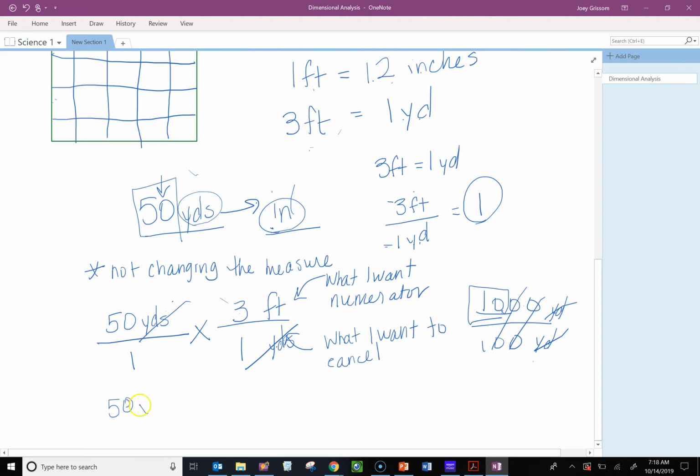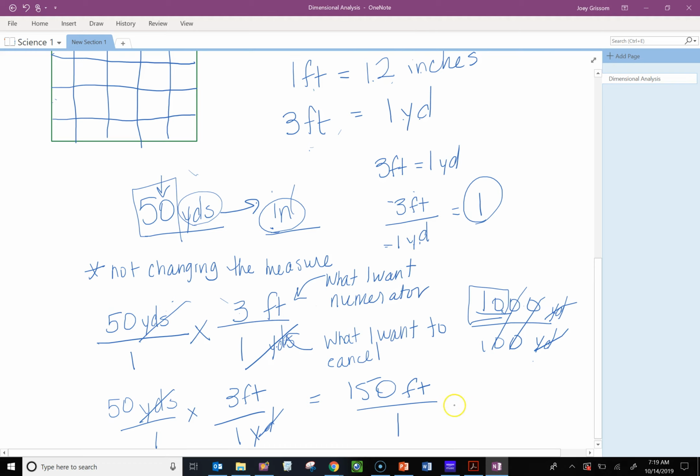So if I take 50 yards over 1, multiplied by 3 feet over 1 yard, the yards cancel out. So 50 times 3 gives me 150 feet, because my yards have canceled out. Now I've converted my value from yards to feet. Now I need to take the next step and convert feet into inches.